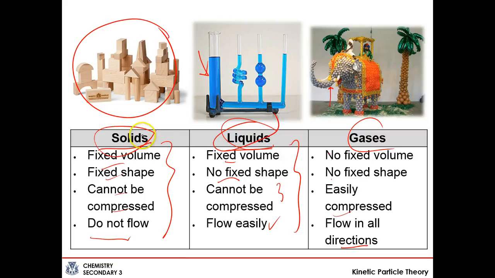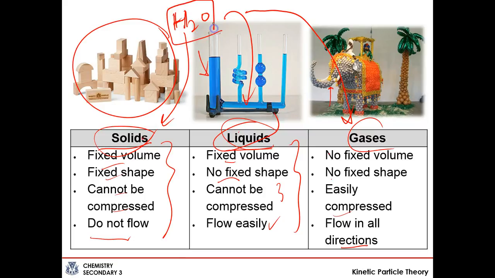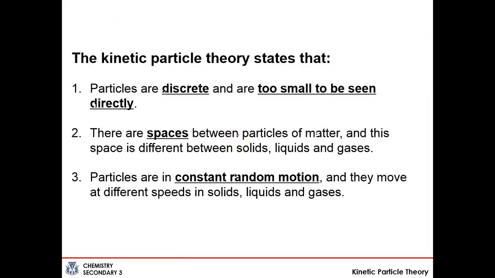If all these three types of matter are made up of the same element, or same particle, or same atom, let's say water molecule H2O, why is it that the water molecule can take on the state of a solid, a liquid, and a gas? What is the difference between these three states? How are the arrangements? How is it moving differently when it takes up these three different states? That is what the kinetic particle theory aims to describe.